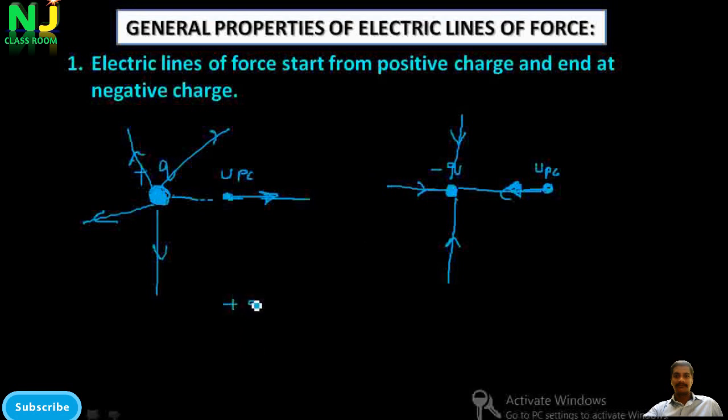For example, if you consider a pair of charges, let us consider this is a plus q charge and this is a minus q charge. See here, the lines start from the positive charge and end at the negative charge. Look at how the electric field line pattern looks like.